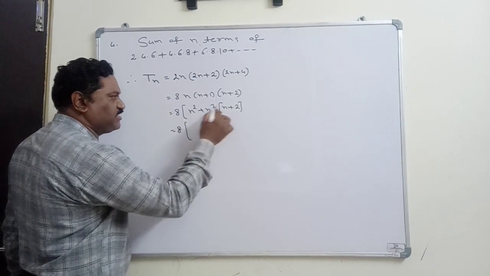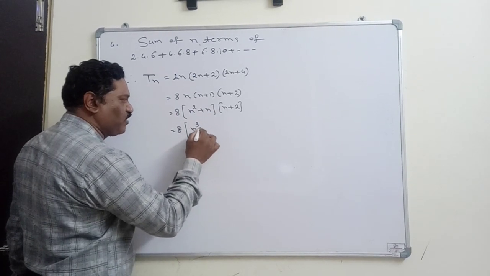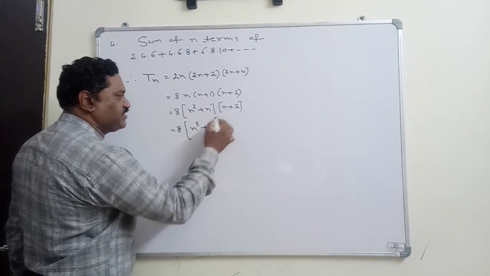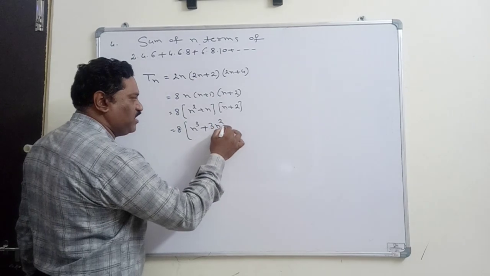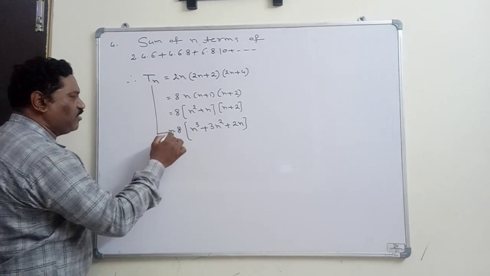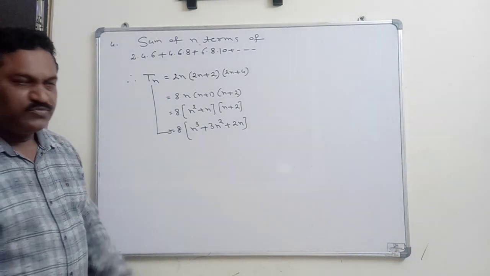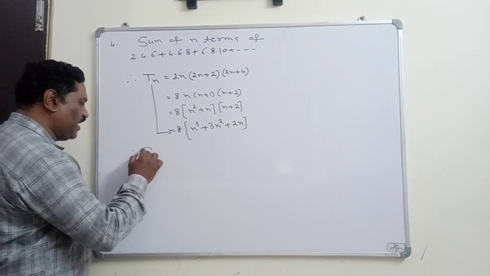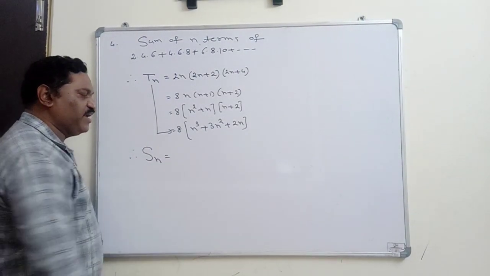If you multiply them, n square into n, that is n cube, plus 2n square plus n square, that is 3n square, plus 2n will be there. Okay, so this is the nth term of the given sequence. Now we have to find the sum of the n terms of the given sequence, that is called Sn.